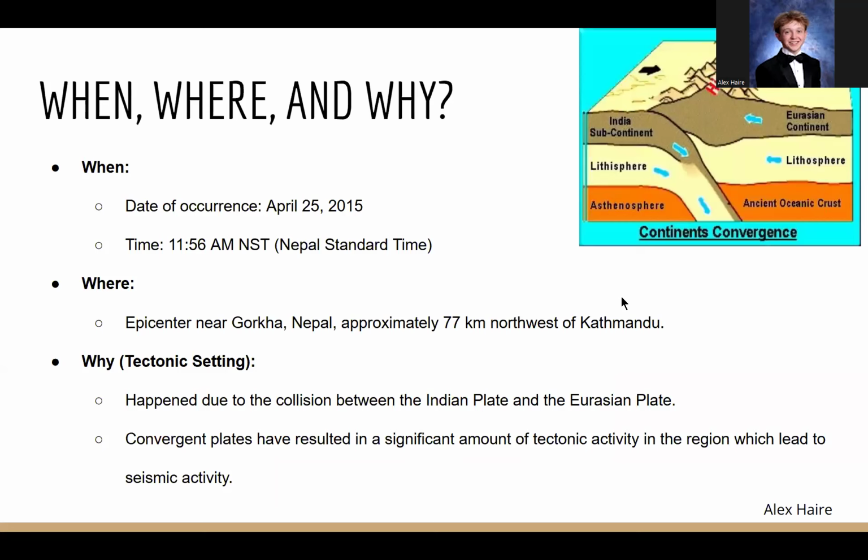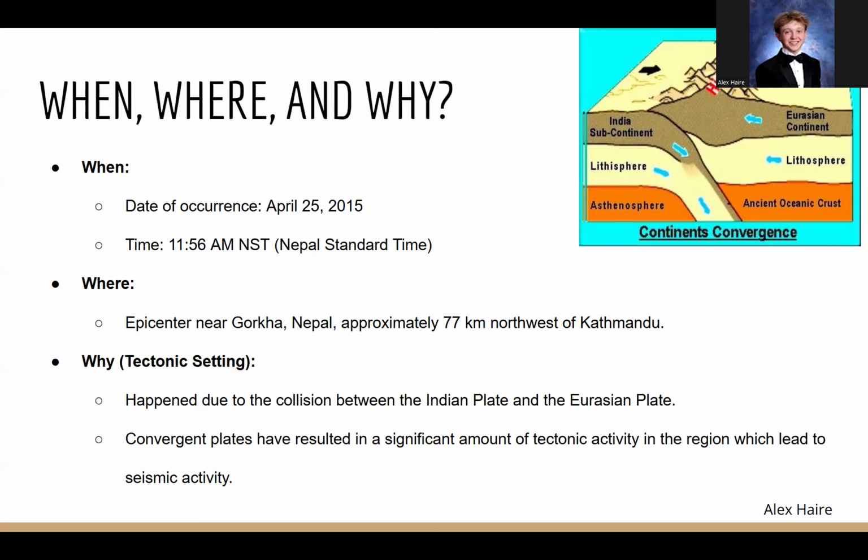When, where, and why? So the date of occurrence was April 25th, 2015. The time was 11:56 a.m. in Nepal Standard Time. Where? It was at the epicenter near Gorkha, Nepal, approximately 77 kilometers northwest of Kathmandu.